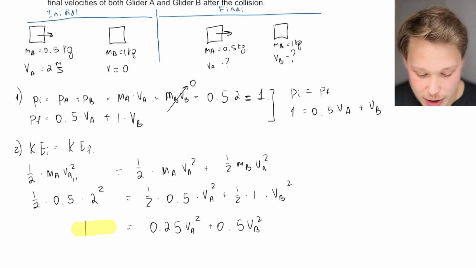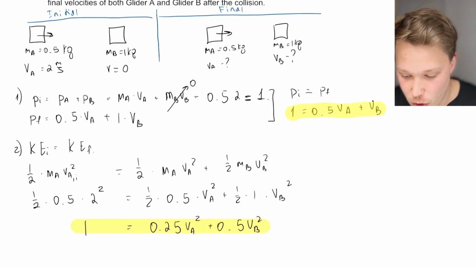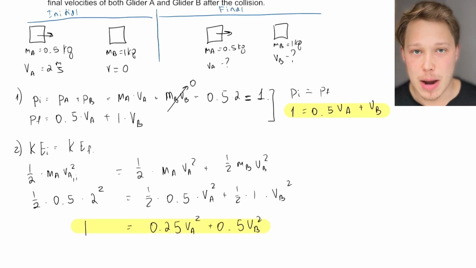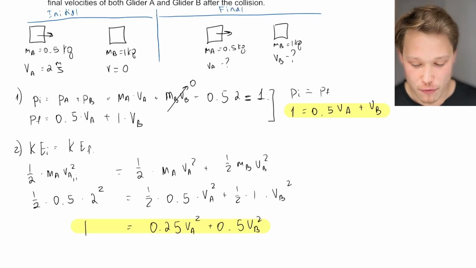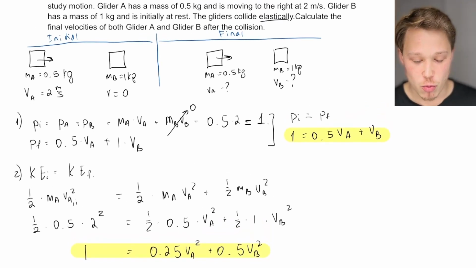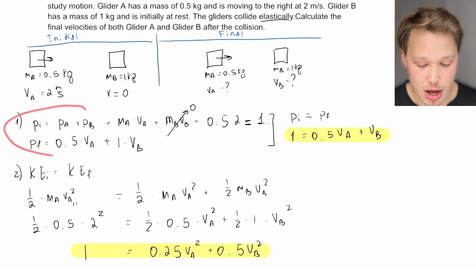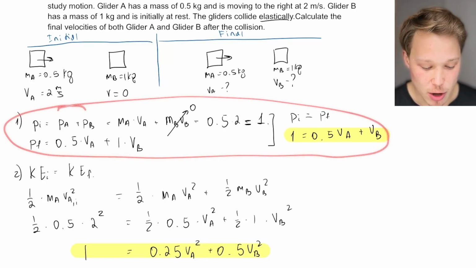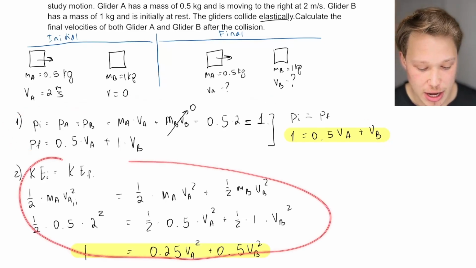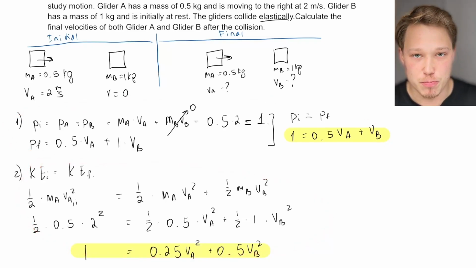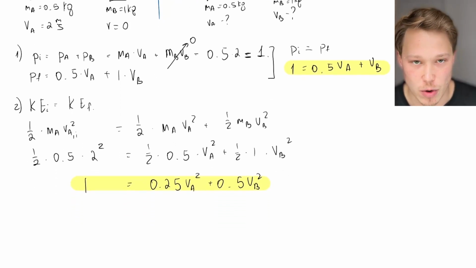Just to conclude, we have now two equations and two unknowns, right? Now we have to combine these two equations together. So firstly, I just want you to register right here what happened. We set up the conservation of momentum, and then we set conservation of kinetic energy, and then I just plugged in everything that I do know to get these two equations right here.